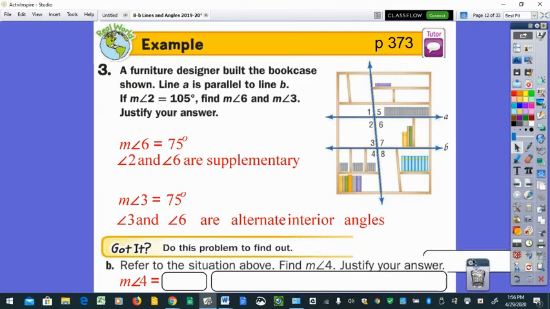Okay, I'm going to ask you to pause the video right now and see if you can do the got it. It's looking at the same bookcase and it wants to know what the measure of angle 4 will be.